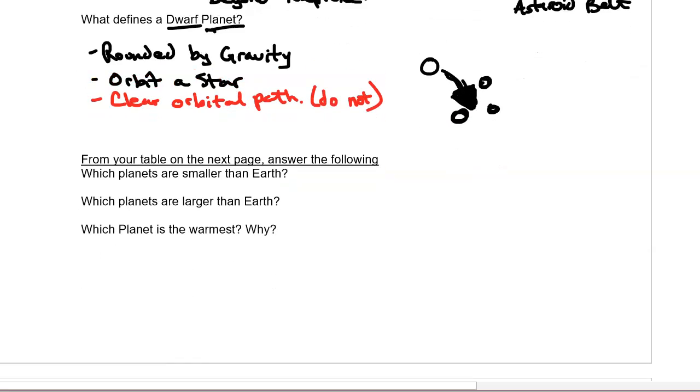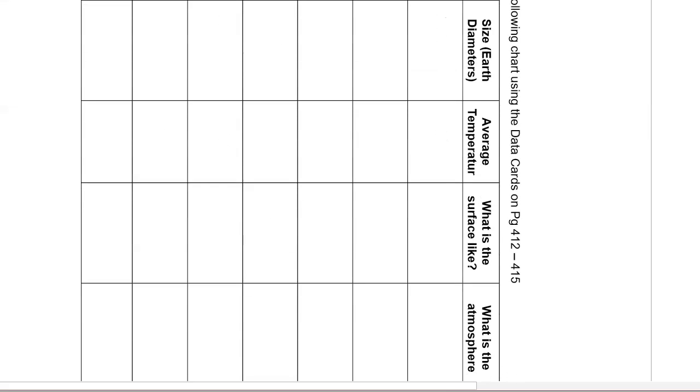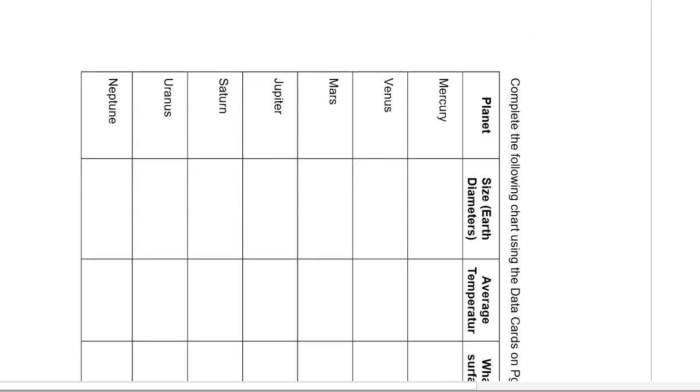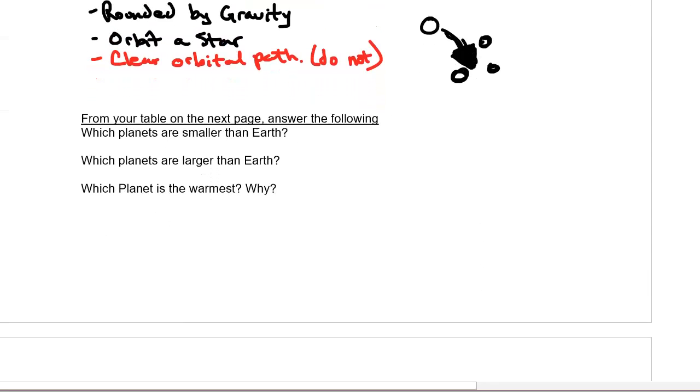Now, on the next page, which really is using the things from pages 412 to 415, you're going to find a couple of things. The first one is that the ones that are smaller than Earth are all inner planets. The ones that are larger than Earth are all outer planets.